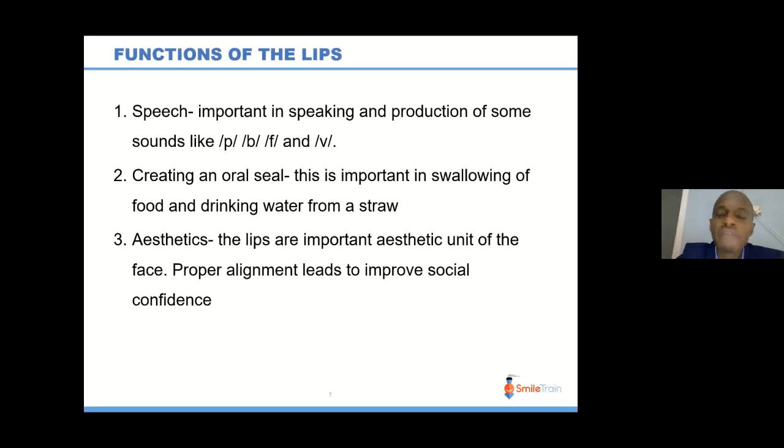And lastly, aesthetics. One of the main features that people look at in a person's face is the lip. So it's the major aesthetic unit of the face. And proper alignment of the lip leads to improved social confidence.